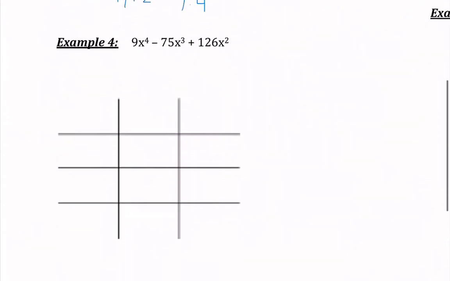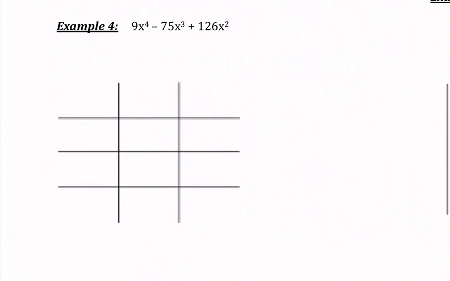All right, keeping it going. We're going to find my greatest common factor. So I'm looking between 9, 75, and 126. Remember, you can always use the calculator to help you out. But I know the greatest number that goes into all three of these is 3.